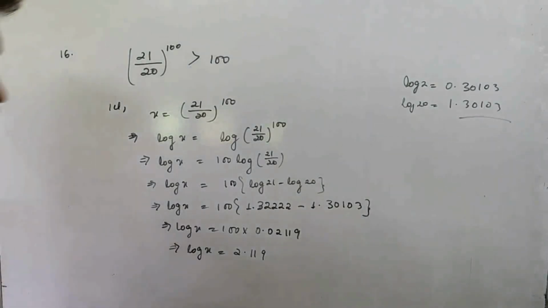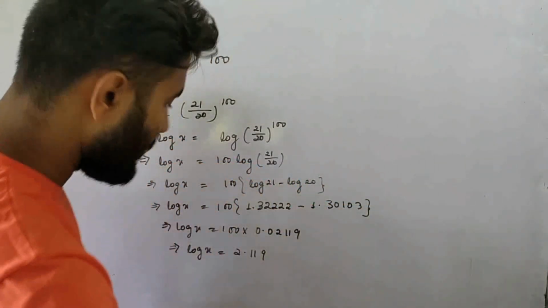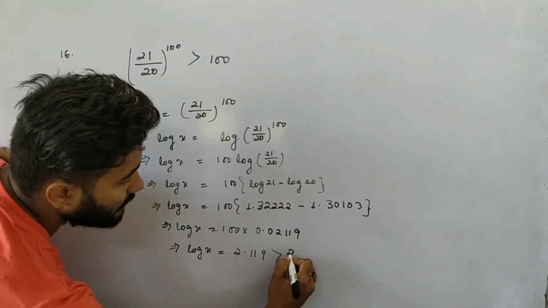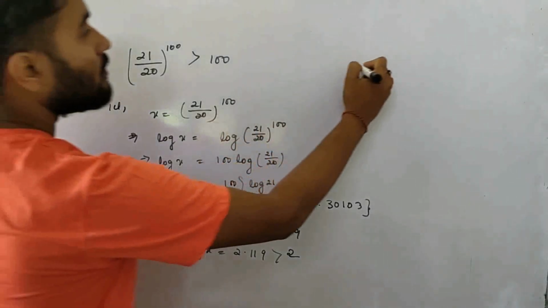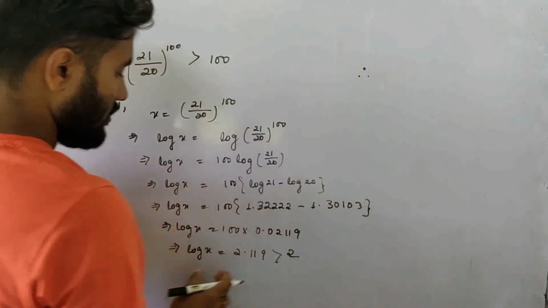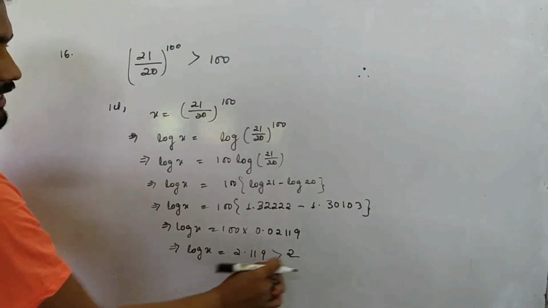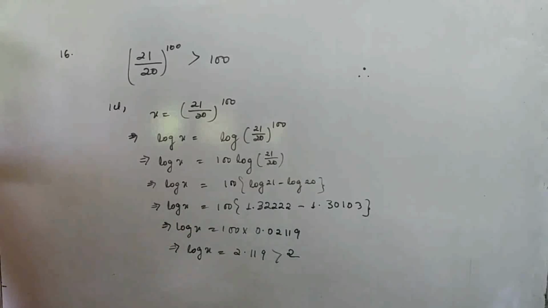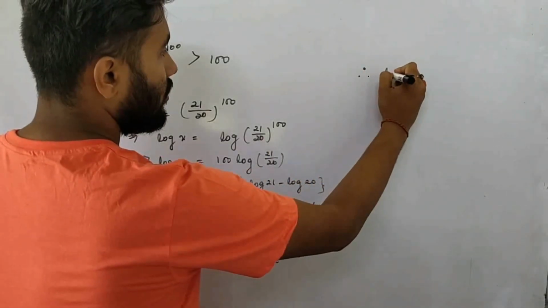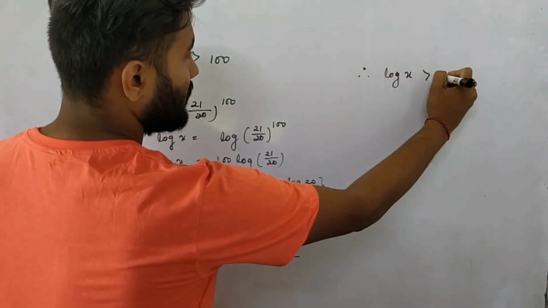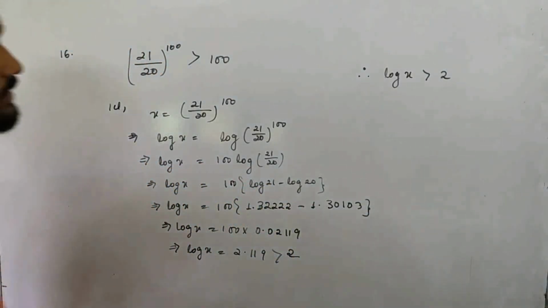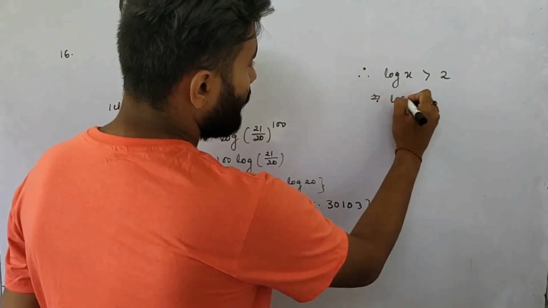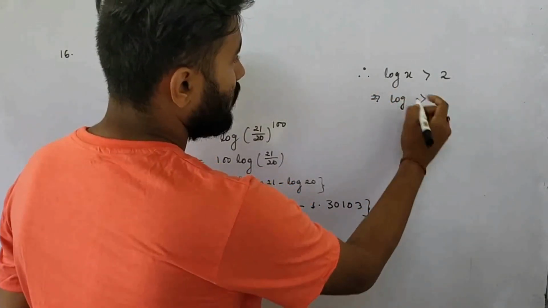So now what we will write is that this is greater than 2. Therefore, 2.119 is greater than 2, so I can say that log x is greater than 2. Understood?